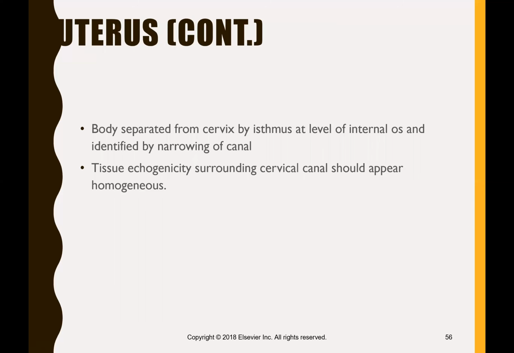The body is separated from the cervix by the isthmus at the internal os and identified by narrowing of the canal. Now, we talked about that a little bit, the internal and external os, and in one of the discussions, I put a picture of that, and that's just the anatomy of the cervix.